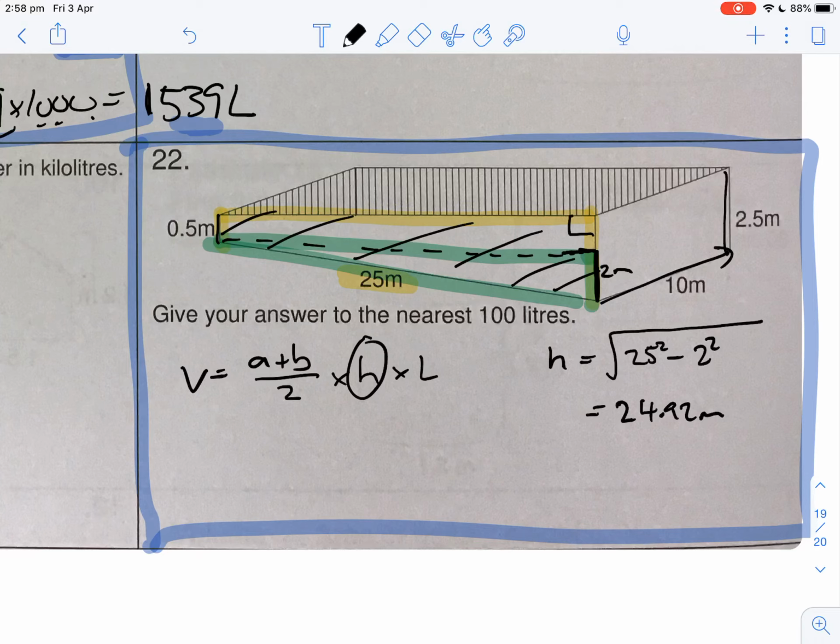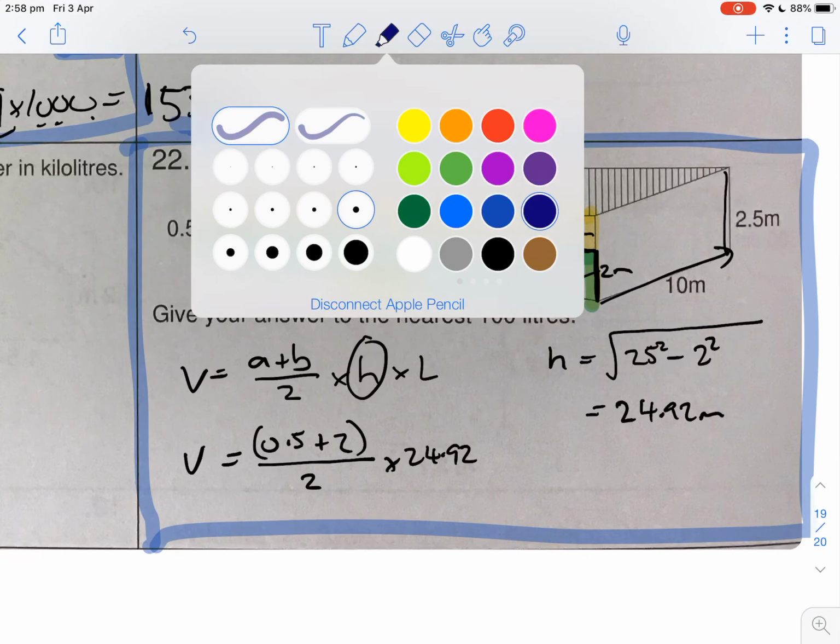24.92 metres. And again, if you've got decimal places, leave them in there right until the very end of the question. So my final solution here is going to be my A plus B, so my 0.5 plus my 2. Don't forget, if you're not using a two-dimensional button in your calculator, to put a bracket around this, because otherwise you're going to get a tragic BIMDAS error. I'm going to divide that by 2 and times that by the 24.92, which was the height of my overall trapezium, and I'll change colours again.